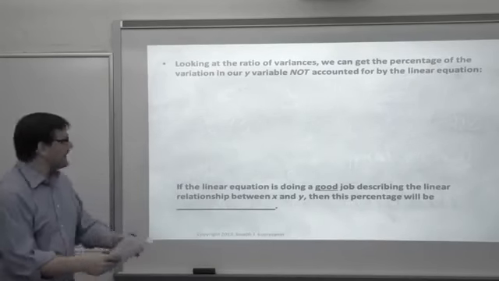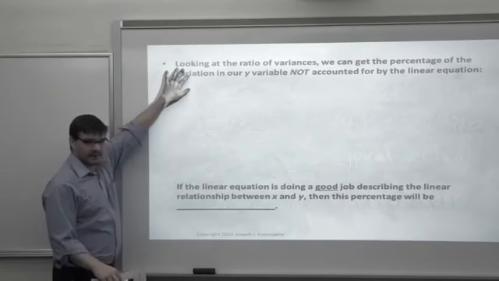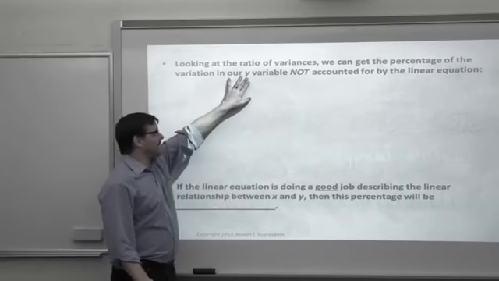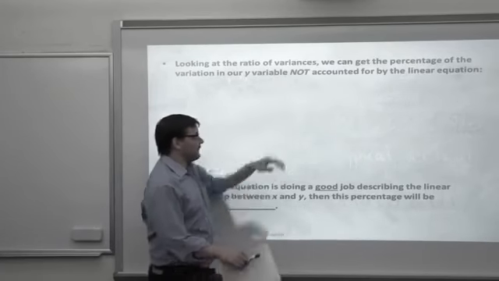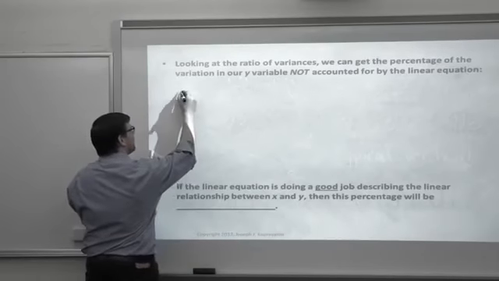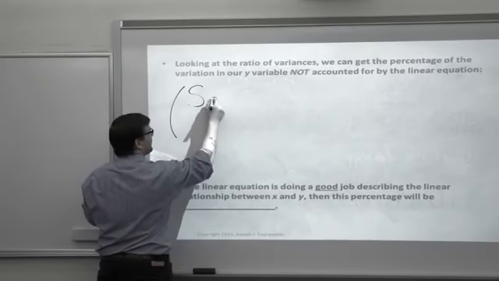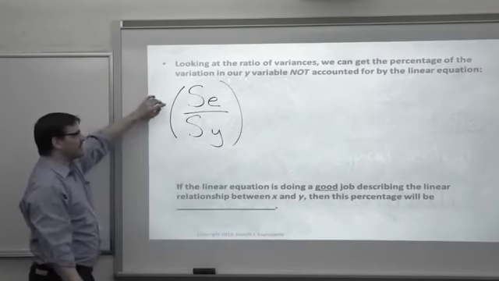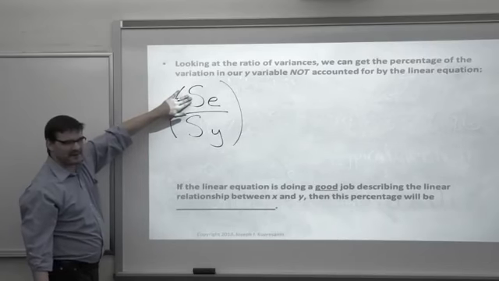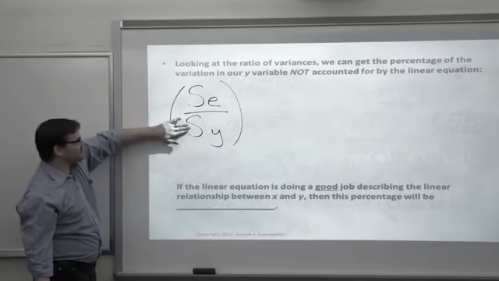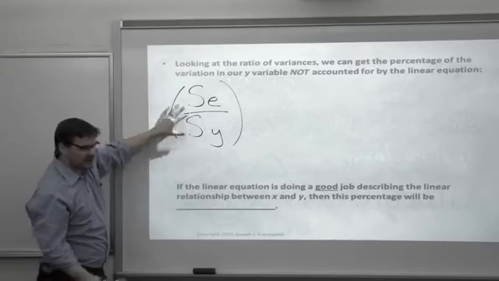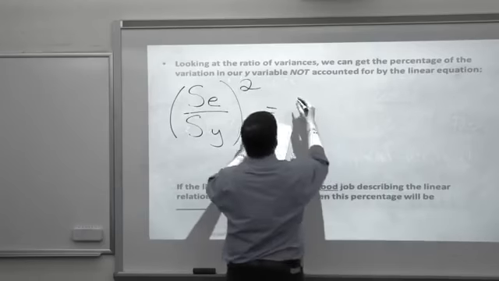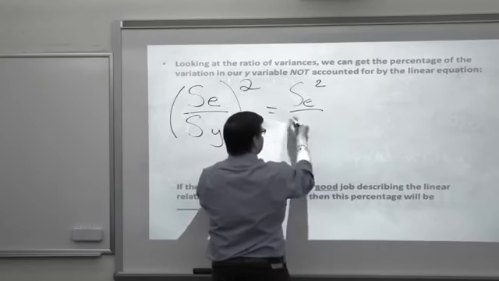Top of that last page, looking at the ratio of variances, those squared standard deviations, we can get the percentage of variation in our Y variable not accounted for by the linear equation. Here it is. If I take S sub E divided by S sub Y, remember this whole talk was based on, is this a big or small number? Now I'm comparing it to the total variation, and now I'm squaring it because it makes the calculations easier. S sub E over S sub Y squared. I can push that square inside.